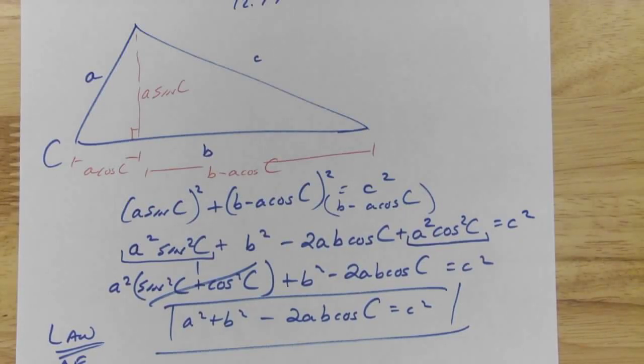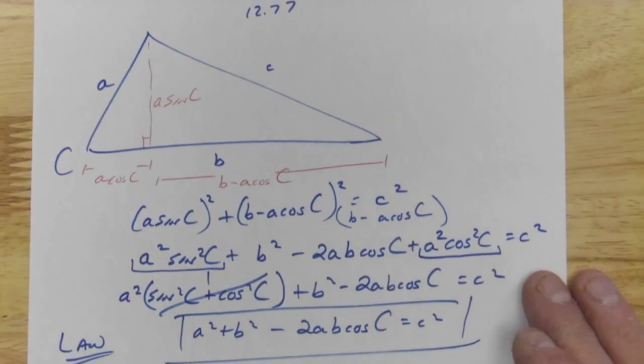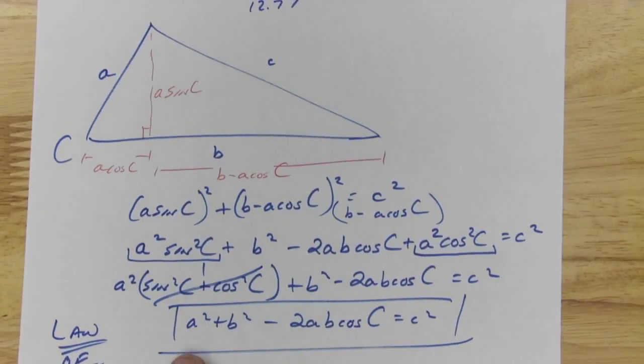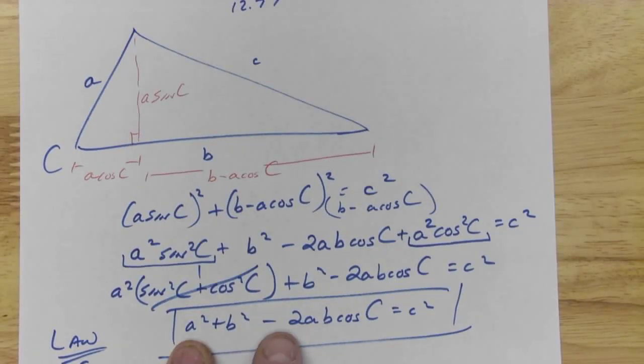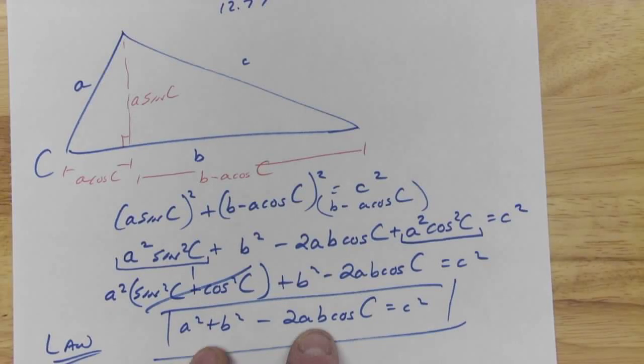Law of cosines. So, how do we memorize this? Well, it's Pythagorean theorem with some adjustment, but what is the adjustment? It's side squared plus side squared minus 2 of those same sides times each other, times the cosine of the angle between.